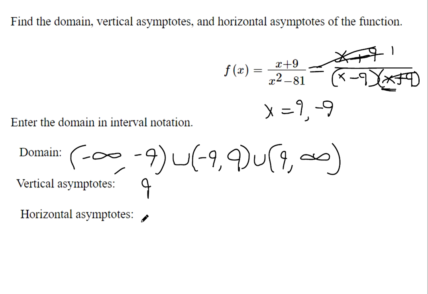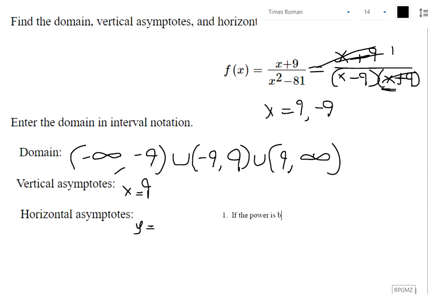Horizontal asymptotes, that would be y equals something, and I think Mobius already has y equals typed in for you. I mean, technically the vertical asymptote is x equals 9, I should say. So I don't know what Mobius has for entering the answer, but horizontal asymptotes, they follow these three basic rules.